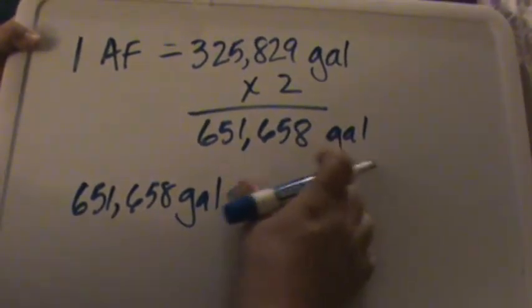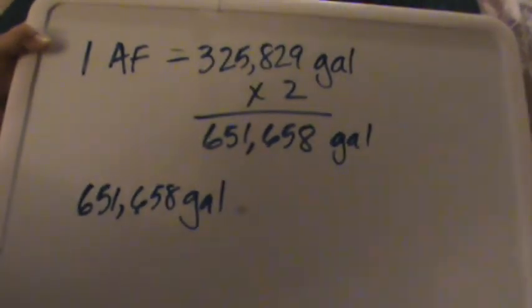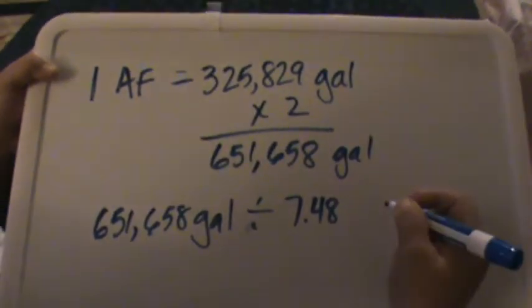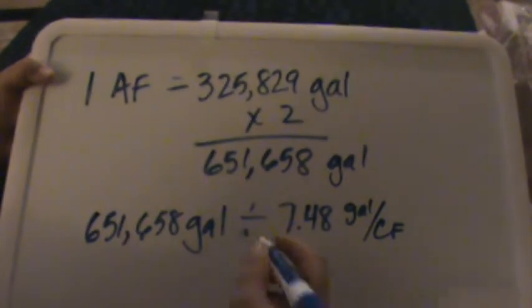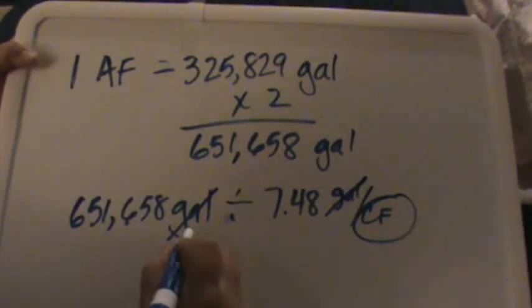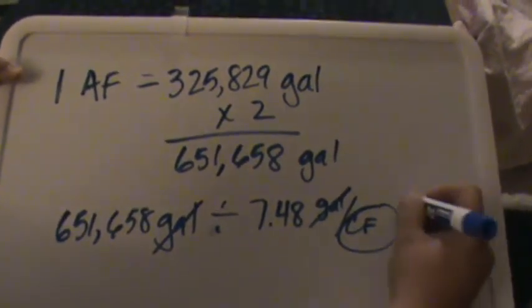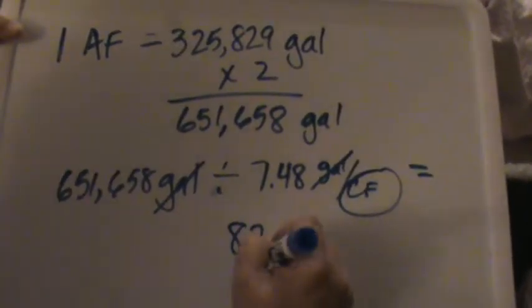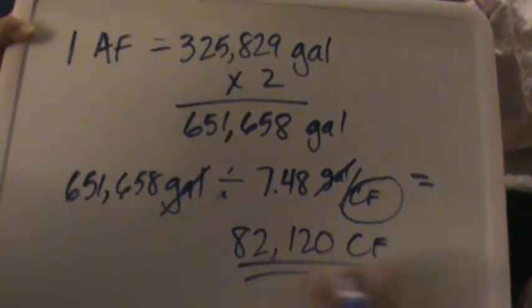I'm going to divide that by 7.48 gallons per cubic foot. When I do the math, the gallons will cancel and it will leave me with cubic feet. This is why it's always important to put your units of measure on the numbers, just to keep it straight. Okay, so if I do the math on that, I come out with 82,120 cubic feet. So those are my two answers.